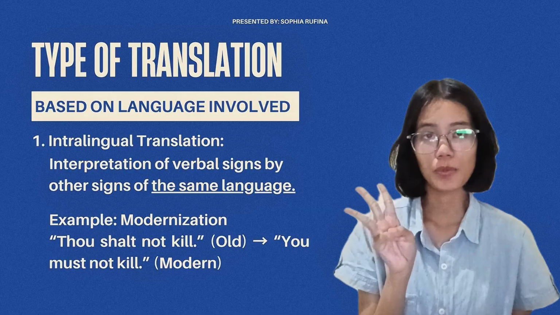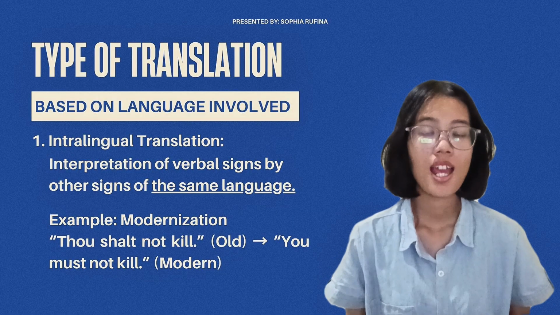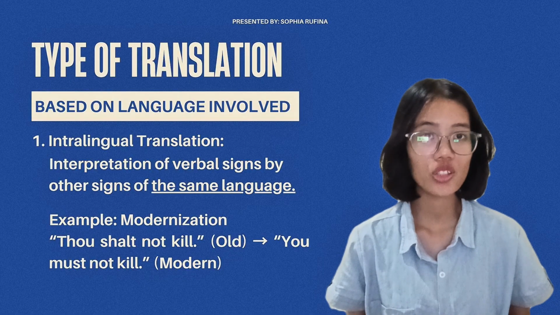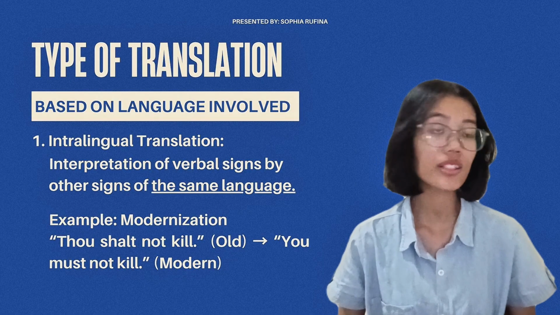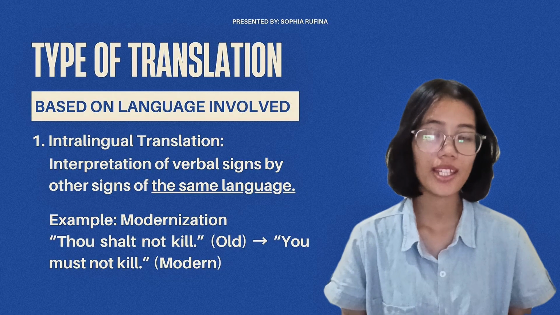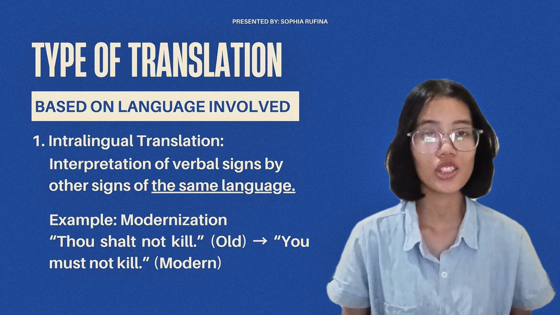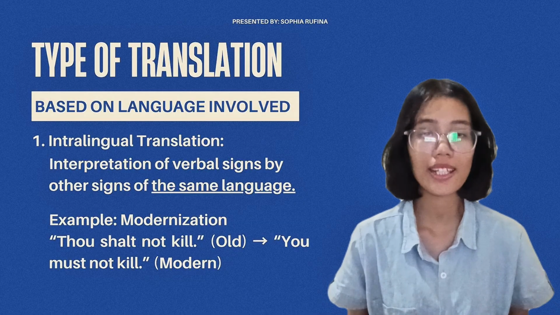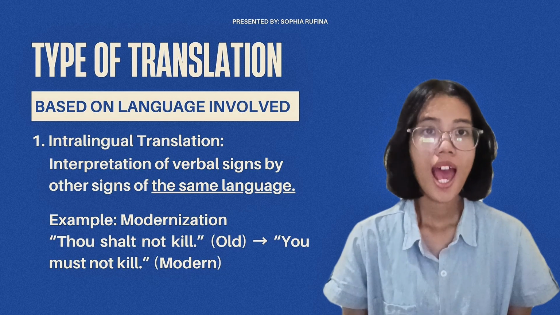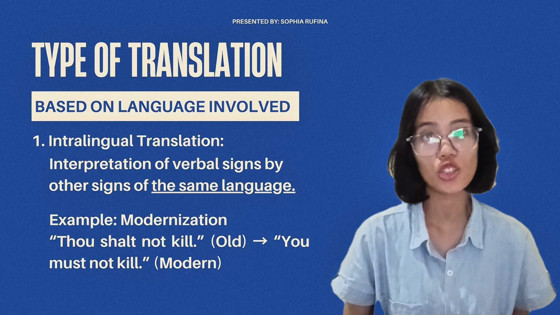There are three types. Number one is intralingual translation, also known as rewording. This is the interpretation of verbal signs using other signs of the same language. For example is modernization. We change Old English like "thou shalt not kill" into modern English, "you must not kill." It's still English, but rewording to be easier to understand.